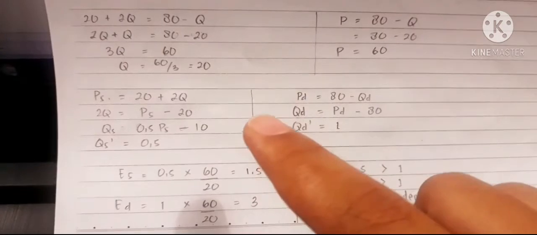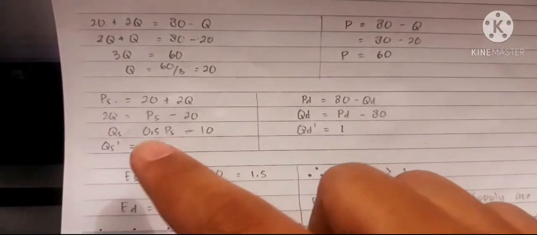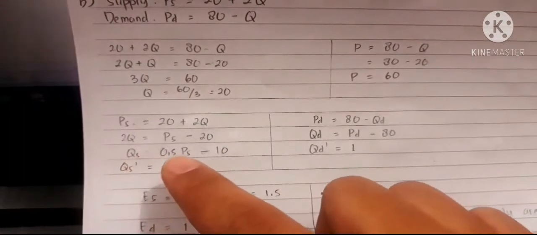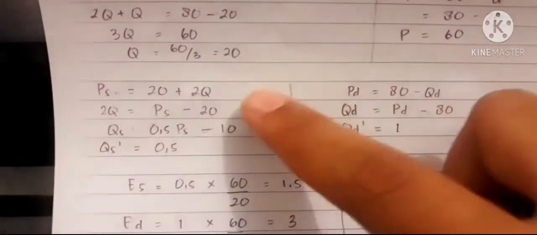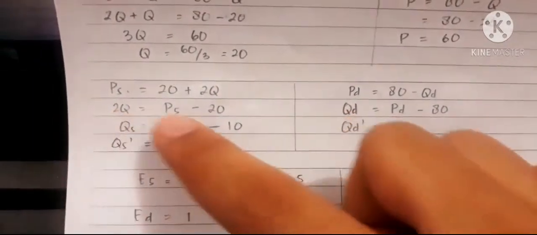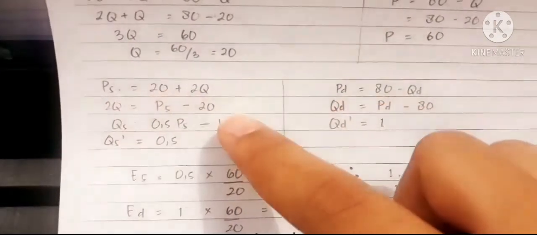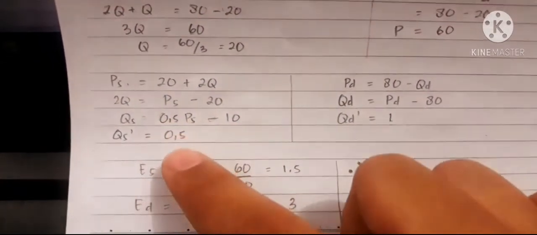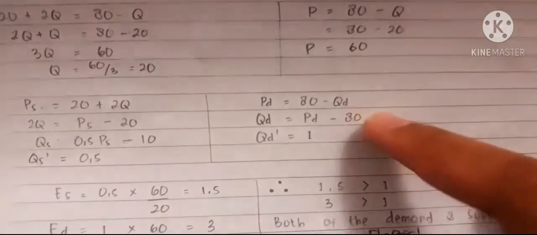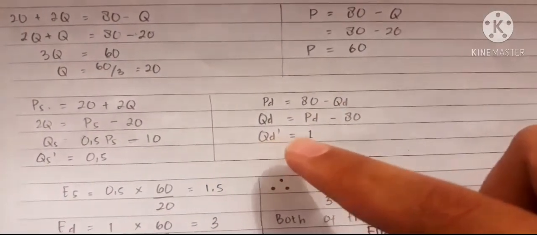The difference is the derivative of QS and QD, because the first equations are in terms of P. We have to change them first to Q equations, and this is how to change it. PS minus 20 equals 2Q. We have to move the 20 from this side to this side. Okay, we calculate and we get the derivative of QS is 0.5. After this, it's still the same as before, and we get the derivative of QD is 1.